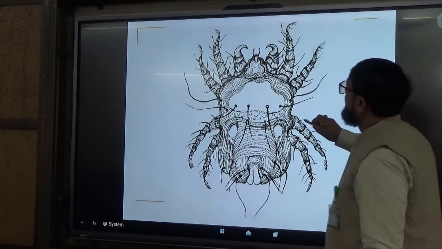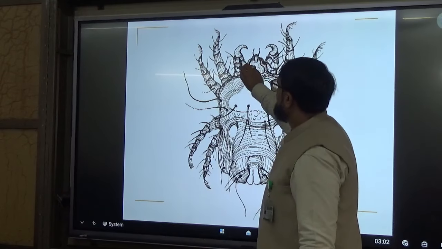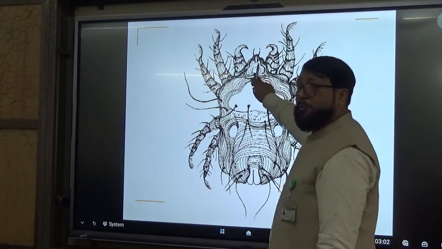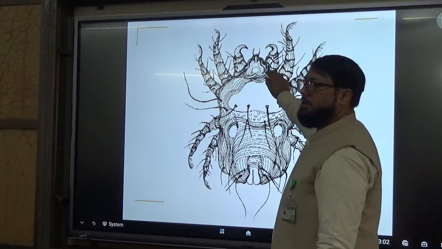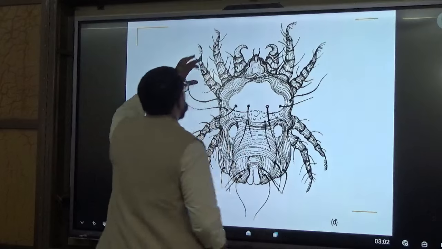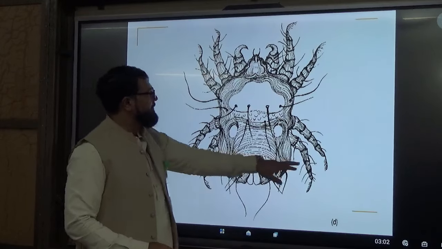Here you can see the claws on the palps. Each palp ends in a claw, and look at the palp, which is so strong that it looks like an additional pair of legs. And look at these legs. These legs end up with combs.